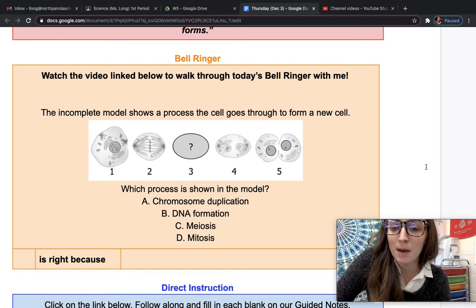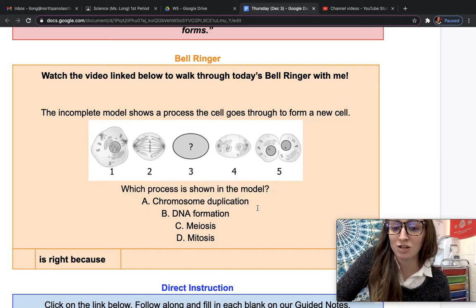The incomplete model shows a process the cell goes through to form a new cell. So we know that this is the process in which we are creating and replacing old cells with a new cell. So we've got a cell, goes through something. This part right here, there was a second question on your benchmark that asked you about the third step in whatever process this is, so that's why that one is missing, but we don't really need that for this question. And then something else happens, and then bam, we've got two new cells. So what process is shown in the model?